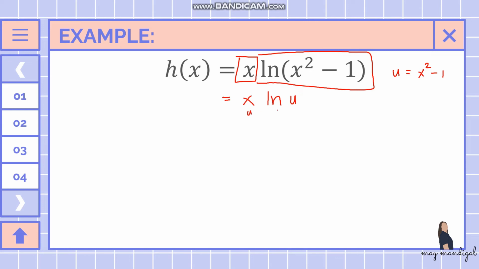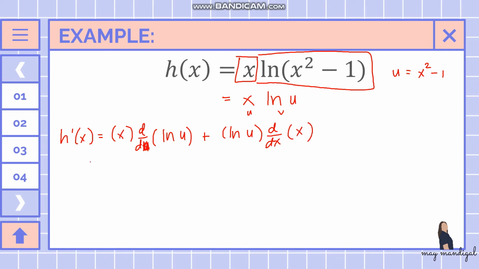So here we have u and v, just like the usual product rule that we know. So let's write here u dv, so u, that's the first term, times the derivative of our second term. Let's write here d over du, times derivative of the second term plus v du, the second term, times the derivative of our first term, which is x. Okay, and then from here, let's now get the derivative. So we have x, so just write x. Nothing special, nothing to do about it.